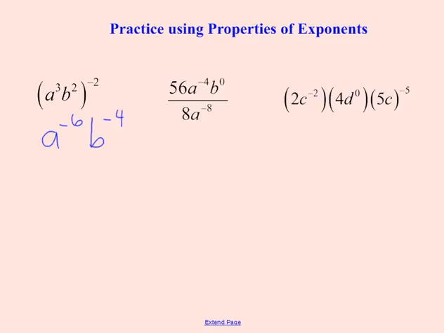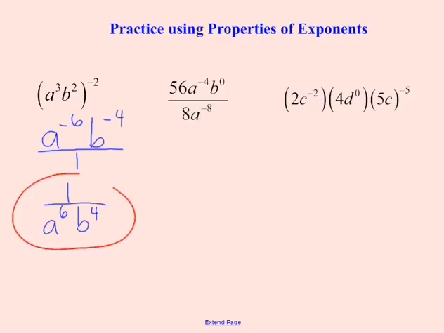Now I recognize negative exponents, so you apply the negative exponent rule, flip these to the denominator, right? Think of this as being over 1, so I can flip those to the denominator, so I end up with 1 over a to the 6th times b to the 4th. I cannot use the product rule because in the denominator I do not have like bases, so that is my simplified answer.